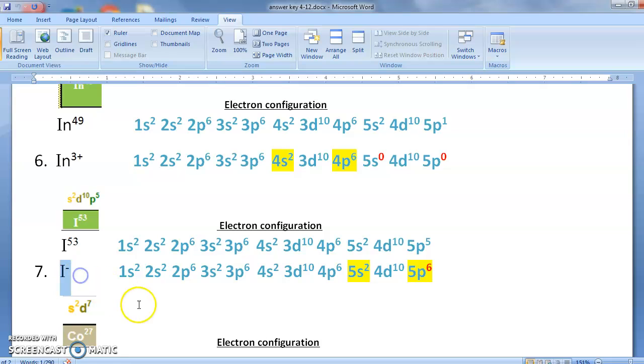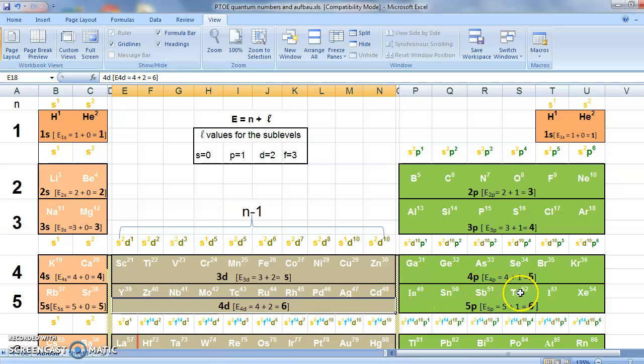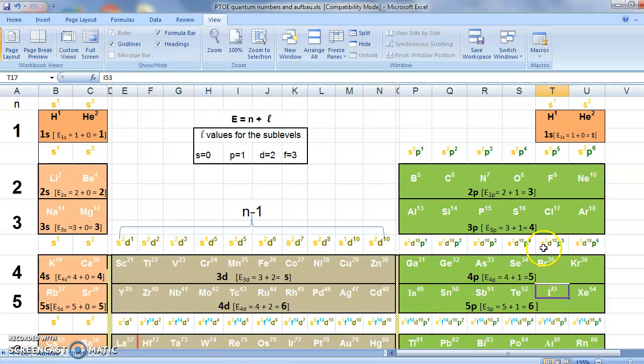We're supposed to do the iodide ion, 1-. In order to do that, it might be smart to do iodine first, and then it's 1-. We have to add an electron because there would be one more minus than positive. So I've got to find iodine on the periodic table. There's iodine right there. It's an S2D10P5.